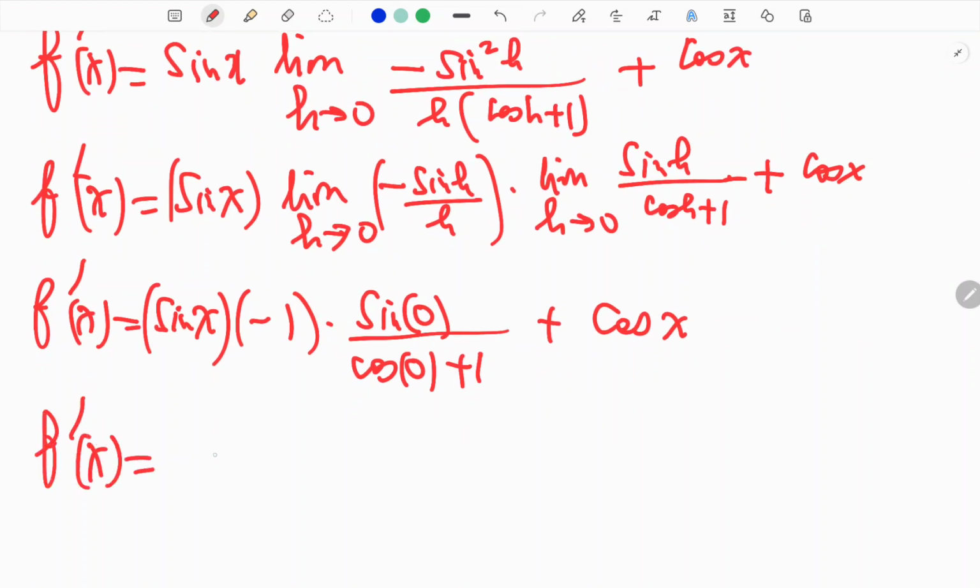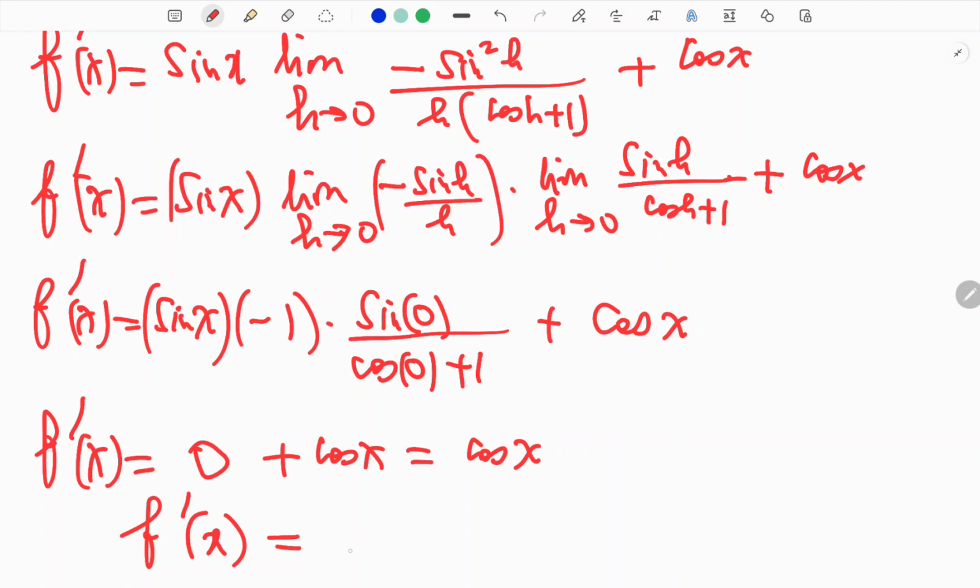And now, sine 0 is 0. So by this, everything becomes 0. So we have 0, because sine 0 is 0, the numerator. We agree that the denominator is cosine 0 plus 1. Cosine 0 is 1. So you have this one plus cosine x, and this is cosine x. So as a consequence, what we're getting, therefore, is that this is f primed, which is cosine x.